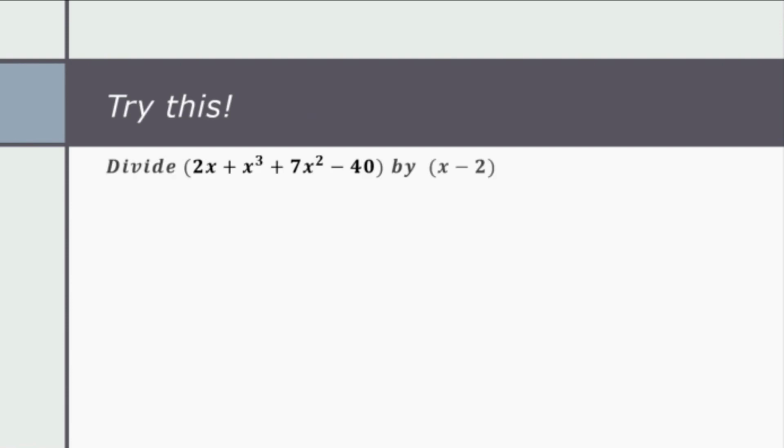So that's it. We also have 6 steps in dividing polynomials using synthetic division. Now, get your pen and paper and try to solve this one using synthetic division. Divide x raised to 3 plus 7x raised to 2 plus 2x minus 40 by x minus 2. Again, divide x raised to 3 plus 7x raised to 2 plus 2x minus 40 by x minus 2. I will give you 30 seconds to solve this one.